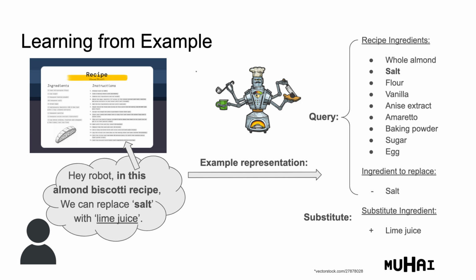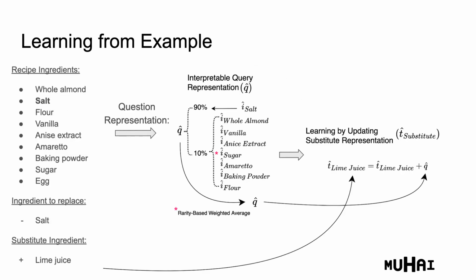The experience in this case is a substitution example provided by the user. The substitution example consists of a query that is the same as before, the recipe ingredients and the ingredient we want to replace, but now it comes together with a good substitute, in which case is lime juice. The agent calculates once again the query representation for this new recipe, keeping in mind that we want to replace the salt ingredient and giving it more weight accordingly. In the example, the user suggests that lime juice can replace salt in this particular recipe. Accordingly, the agent updates the substitute representation of lime juice by adding the current query representation to it.